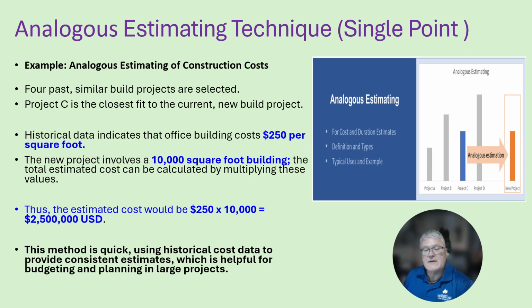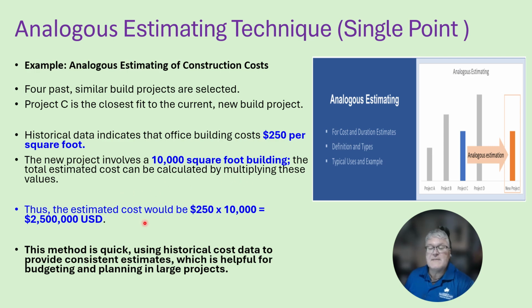In this example, we're going to take a look at the analogous estimating technique. The example is analogous estimating of a construction project. We take a look at 4 past builds that are similar to the current build: Project A, Project B, Project C, Project D. It's determined that Project C is the closest fit to the new project. The historical cost for Project C was $250 per square foot. The new project involves a 10,000 square foot building.